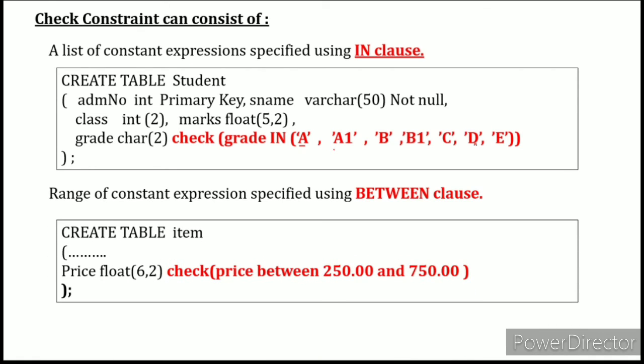A check constraint is also used to specify a range of values with the help of the BETWEEN clause. Suppose that we want the price to be between 250 and 750. So we have to use a check constraint. The price of the item must be greater than or equal to 250 and less than or equal to 750. The price will not be accepted if it is less than 250 or greater than 750.